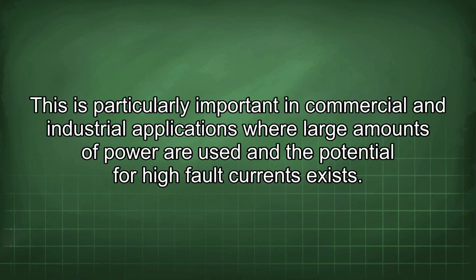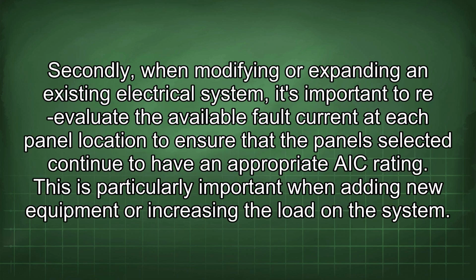This is particularly important in commercial and industrial applications where large amounts of power are used and the potential for high fault currents exists. Secondly, when modifying or expanding an existing electrical system, it's important to re-evaluate the available fault current at each panel location to ensure that the panels selected continue to have an appropriate AIC rating. This is particularly important when adding new equipment or increasing the load in the system.